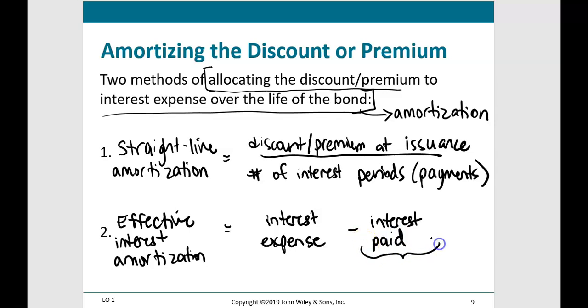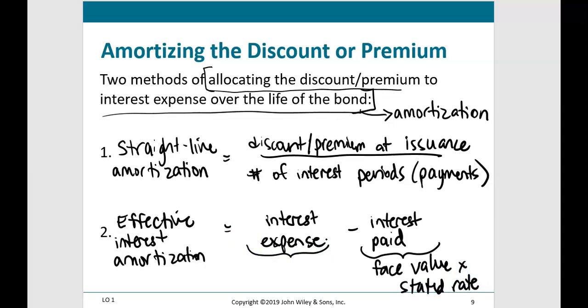Well, the amount of interest paid, that's pretty straightforward. The amount of interest paid is simply the face value of the bond or par value of the bond times the stated rate. But the interest expense amount is actually a little bit more complicated.